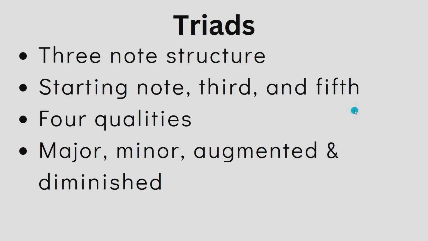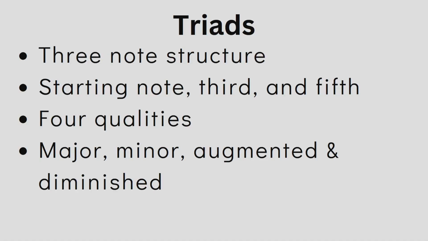So, triads are 3-note structures or 3-note harmonies built using the root note, the third, and a fifth. Now, these triads can come in 4 different flavors. You have major triads, minor triads, augmented triads, and diminished triads.